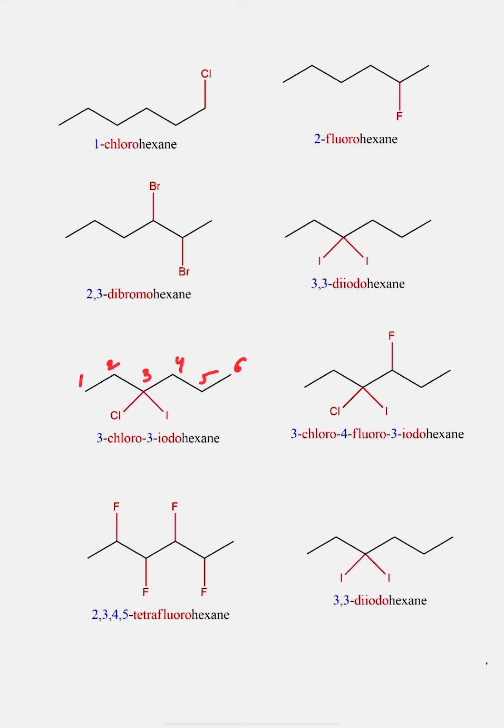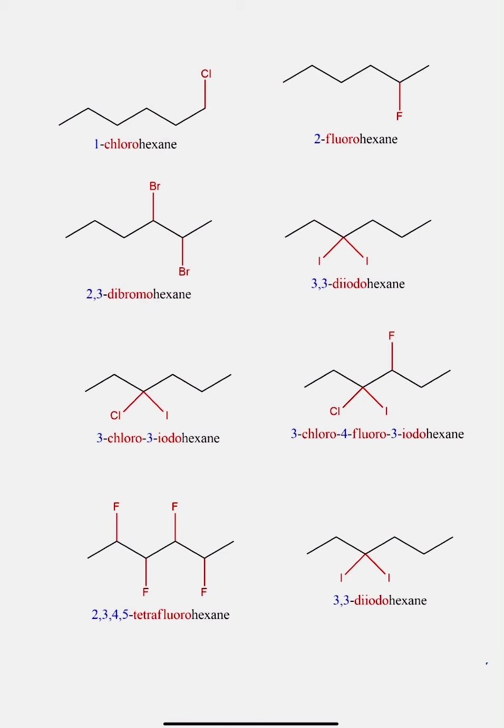Now tell me, does 3-chloro come first in the name or 3-iodo? I think 3-chloro comes first, because C comes before I alphabetically. So it's 3-chloro, 3-iodohexane. What about this molecule? I have 3 substituents here.